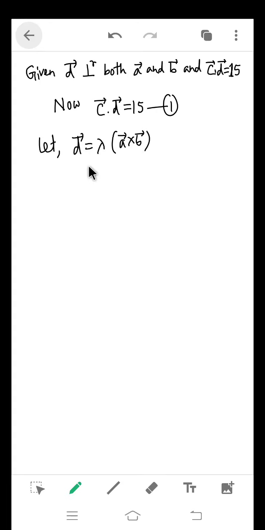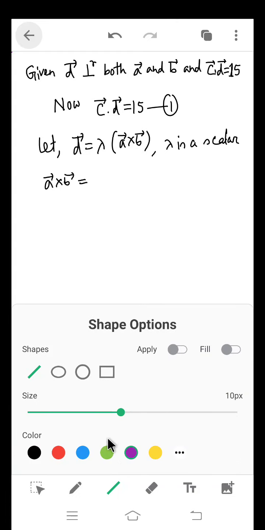So now first of all you go for A cross B. So what will A cross B be? A cross B can easily be calculated by the formula of determinant.